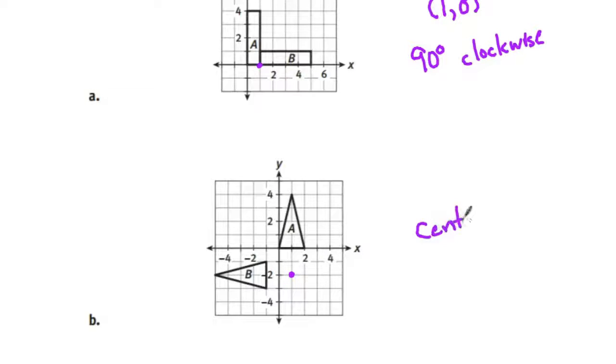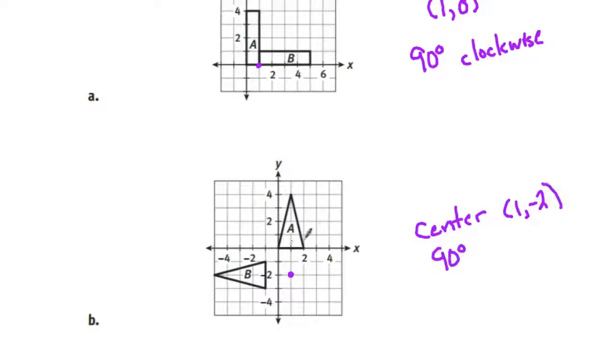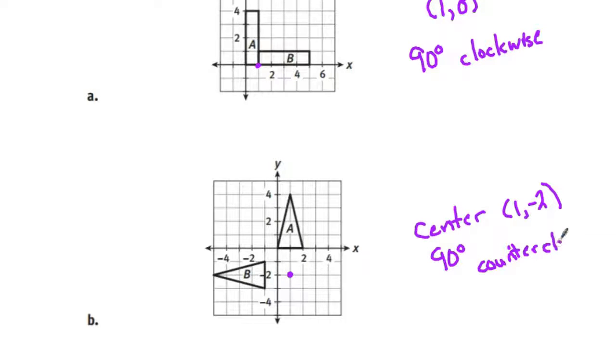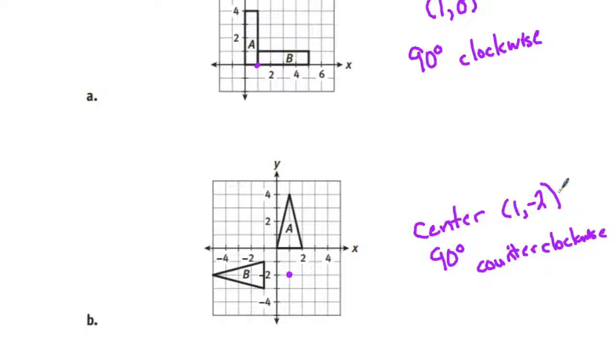So this center is at 1, negative 2. This is another 90 degrees, but this time we went to the left. So that's not clockwise. That is counterclockwise. So it is possible to rotate about centers other than the origin. We'll tend to do the origin just because it's a little bit more straightforward for us, but please know that there are other rotations available.